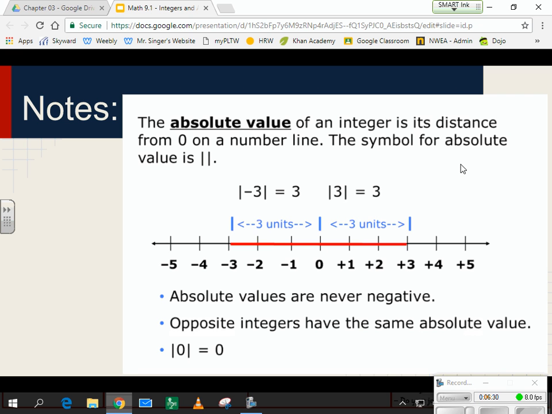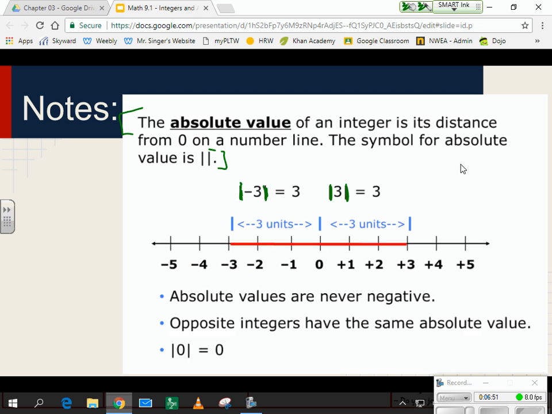A couple notes before I get into example 3. Example 3 deals with absolute value. Another note I want you to put in your notebook. So the absolute value is an integer and its distance from 0. So we always represent absolute value with these lines on the side. You'll see we have an example here, which I want you to copy down.